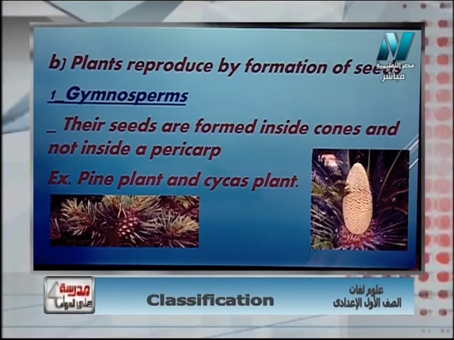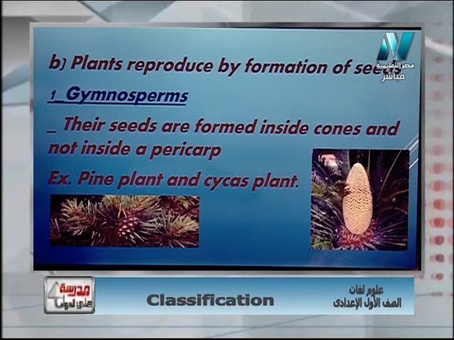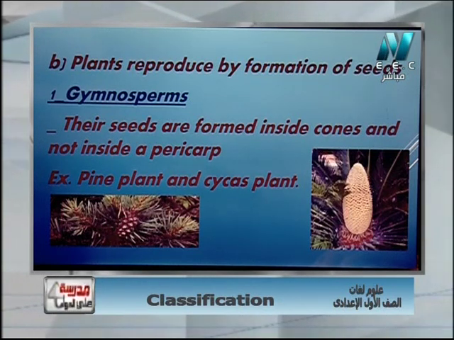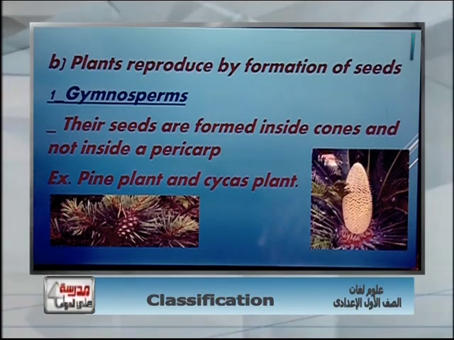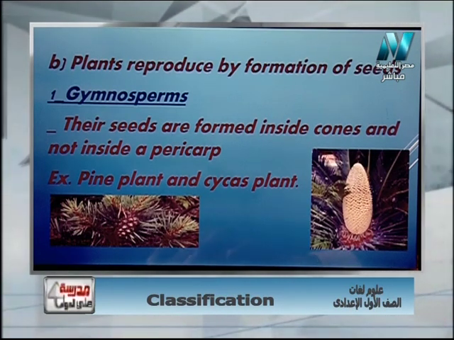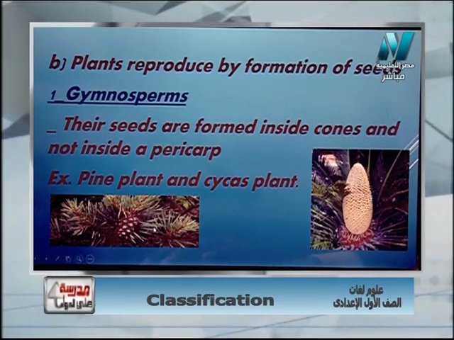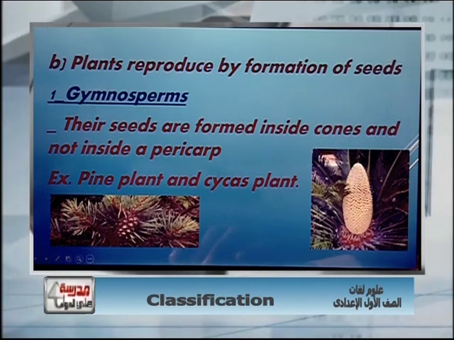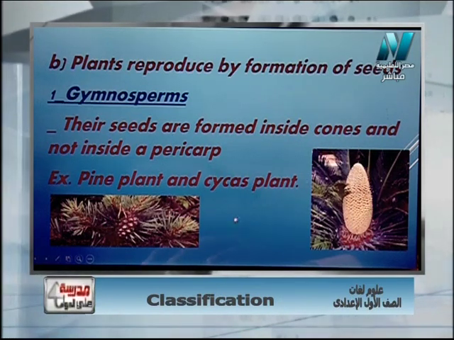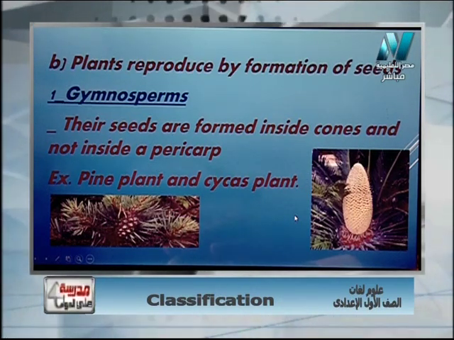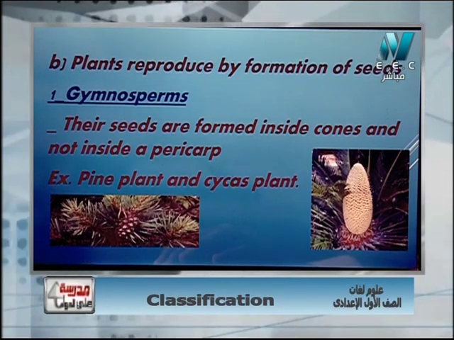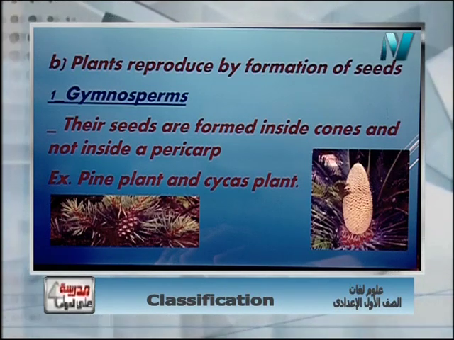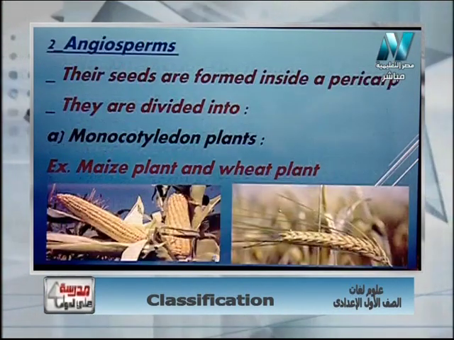Like number one, Gymnosperms, which their seeds are formed inside cones and not inside pericarp. Like what? Like vine and cycas plant. Vine and cycas plant. They can reproduce by forming seeds, but their seeds are not inside pericarp, but inside just cone, as you see.